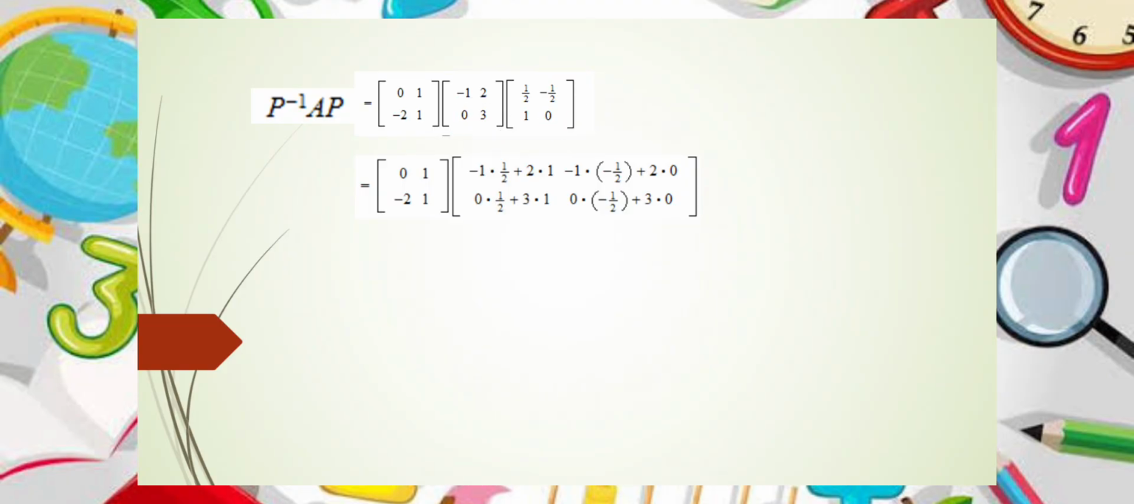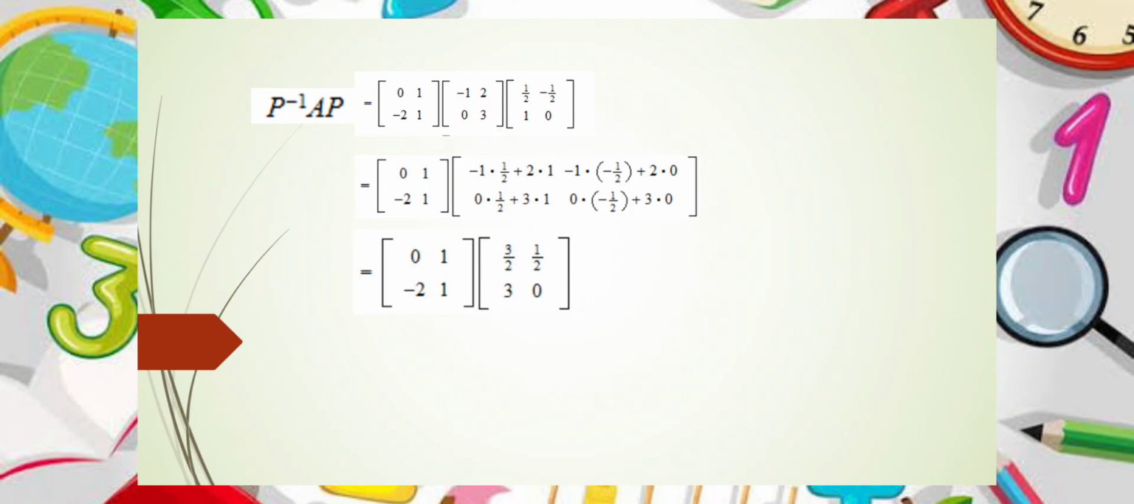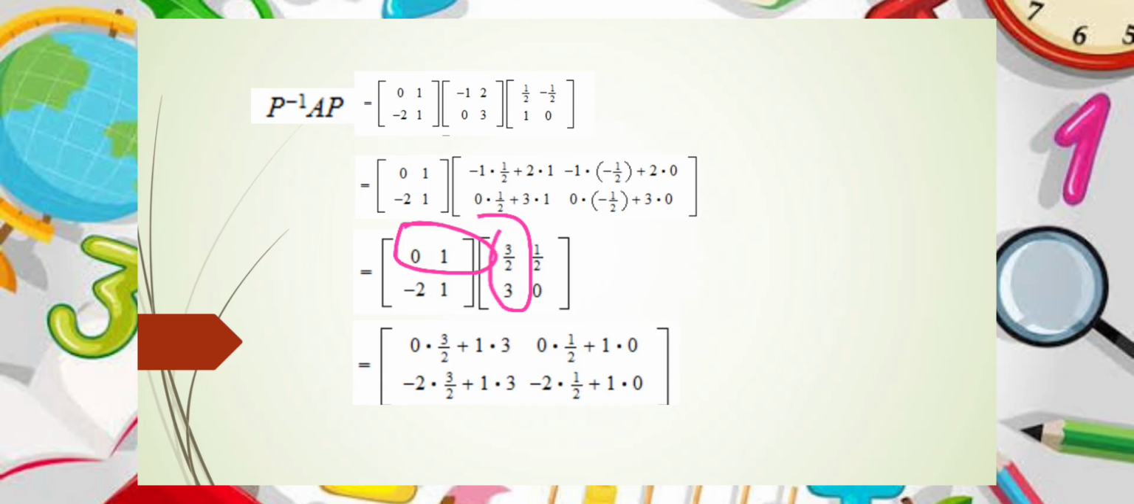So it is equivalent to the inverse of P, [0, negative 2; 1, 1], times the product of A and P, which is [3 half, negative 1; 3, 0]. So we are now going to multiply the inverse of P and the product of A and P. So 0 times 3 half plus 1 times 3. So remember the row and column multiplication. And then negative 2 times 3 half plus 1 times 3.